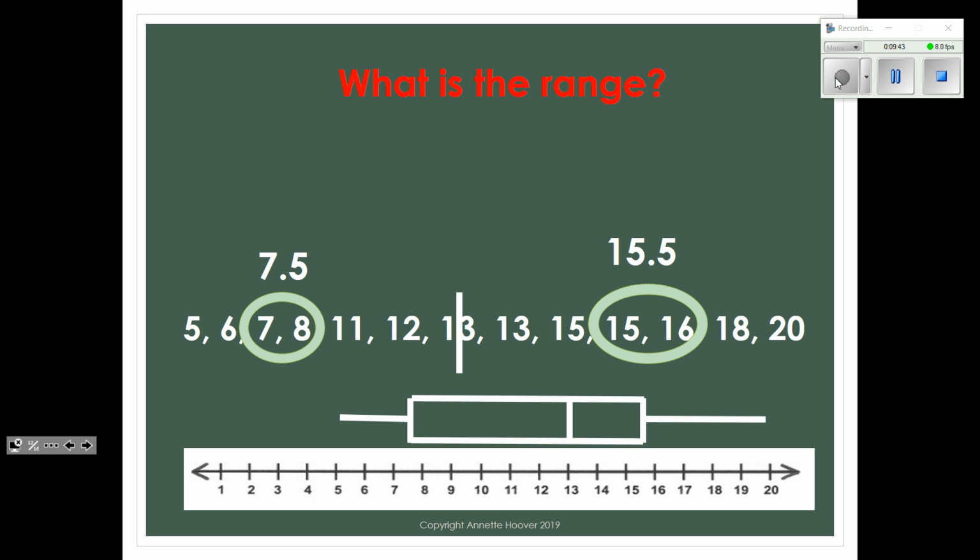The range is always subtracting the least value from the greatest value. So the greatest value is 20, identified over here. And we're subtracting the least value, which is 5. And so the range would be 20 minus 5, which is 15. What is the mode? Mode is the number that occurs the most often, and we actually have two of them. We have 13 that occurs twice and 15 that occurs twice.